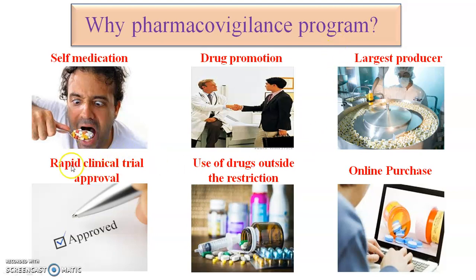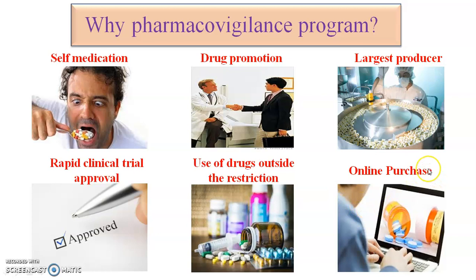Then coming to the clinical trial, as India has the largest population, most of the companies from abroad do clinical trials in India, and approval of clinical trials in India is also very rapid. Because of rapid clinical trials, the number of drugs entering the post-marketing surveillance phase will be very high. Then in India, the use of drugs outside the restrictions is very high. We use most of them outside the restrictions.